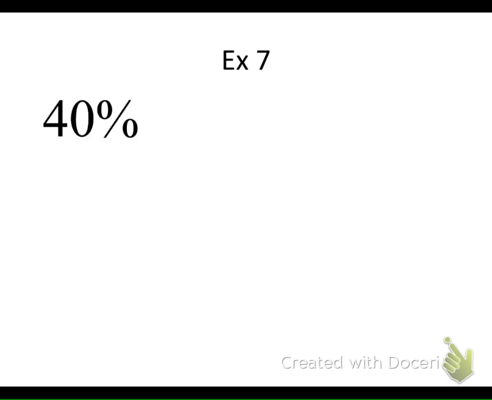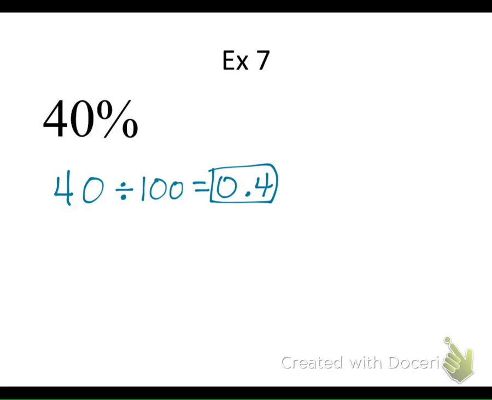So for example 7, we're turning a percent into a decimal. So I'm going to take 40, make sure you write this down, 40 divided by 100. Annette, can you punch that into your calculator and tell me what you get? 0.4, yeah. So that is the answer.